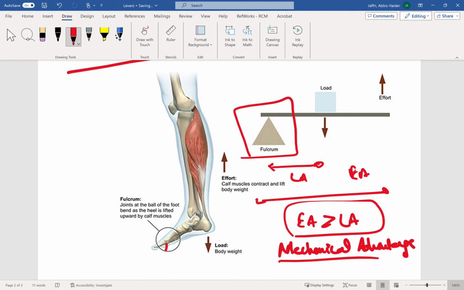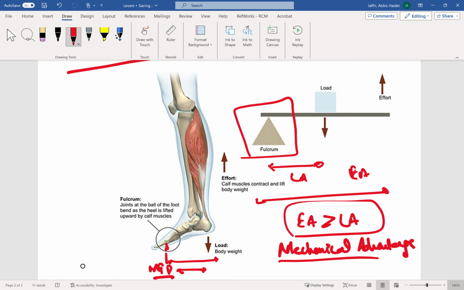So the example of that is heel raises, and your fulcrum is at the metatarsophalangeal joints, MTP joints here. Okay, so the load is this one, and the effort is here. So basically your effort arm is greater than that of the load arm. Your effort is basically produced by the calf muscles.